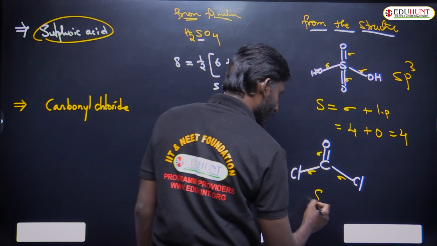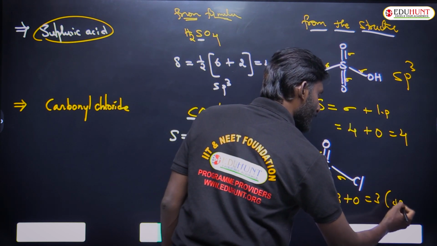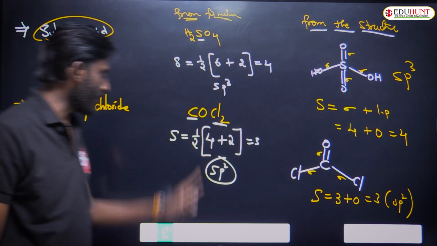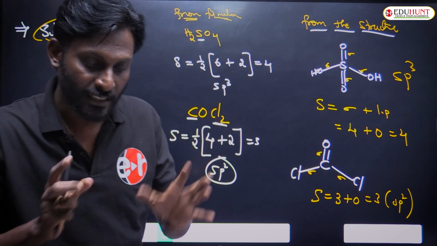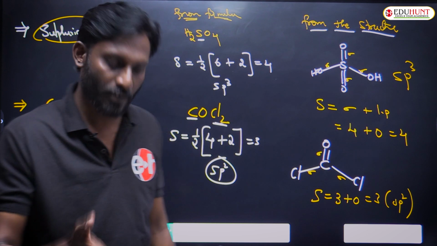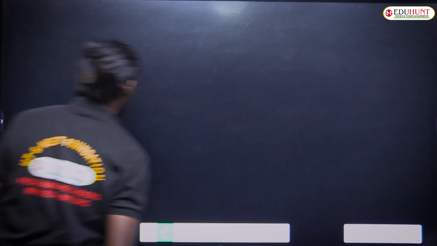So 3 sigma. S value is equal to 3 sigma plus 0 lone pair, which is 3. It says it is sp2. So the structure and the formula both are saying that in COCl2 the central atom is undergoing sp2 hybridization.